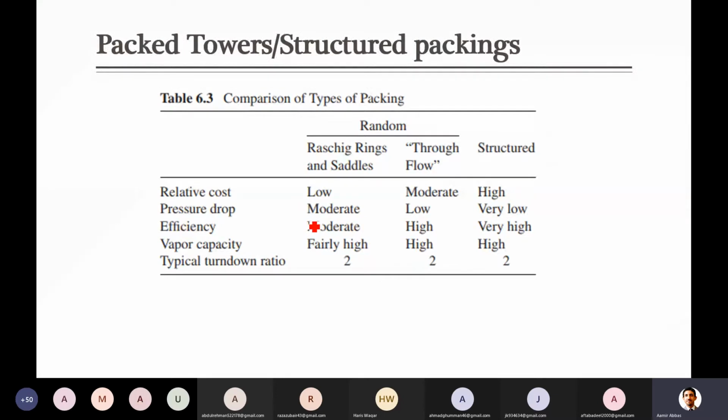So when you have to select, for example, if you are looking only at cost, definitely Raschig rings and saddles are good, because they are low cost. But as compared to this, if you look at other terms like pressure drop as well as efficiency, definitely they are not that good, and structured packings are good in that way, but they are just expensive. This is the only disadvantage of those.